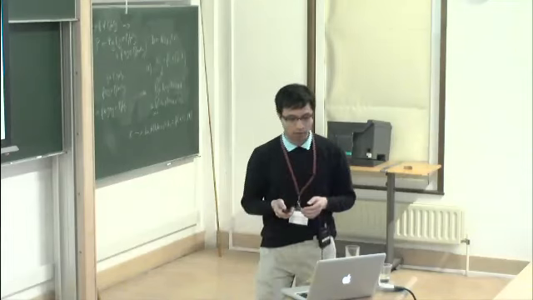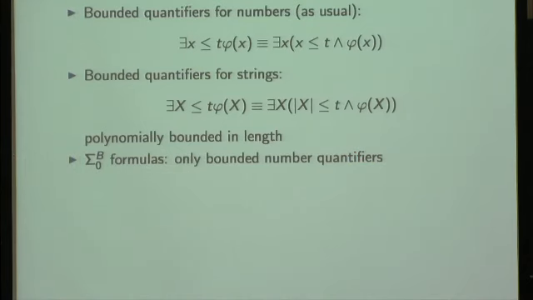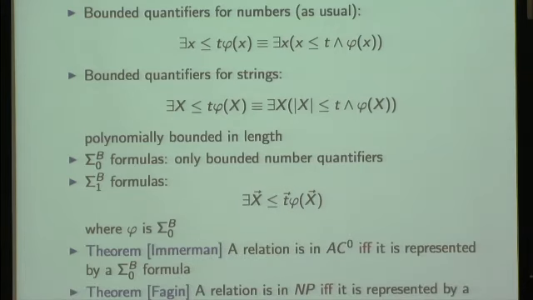So there are two important classes of formulas for this talk. Sigma 0b are formulas that do not contain string quantifiers, and all the number quantifiers are bounded. Sigma 1b are formulas that have a block of existentially quantified string quantifiers followed by a sigma 0b formula. It is well known in descriptive complexity that AC0 relations are precisely those that are represented by sigma 0b formulas, and NP relations are those that are represented by sigma 1b formulas.